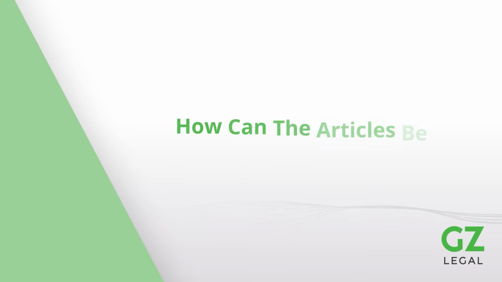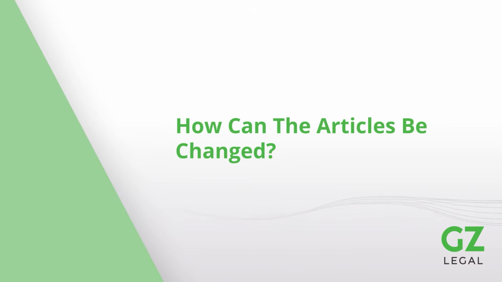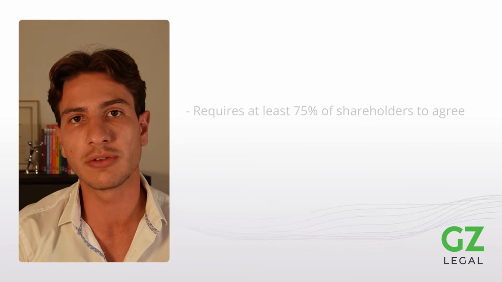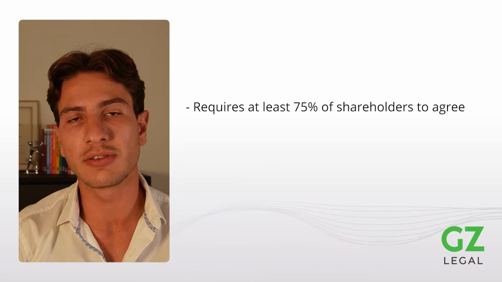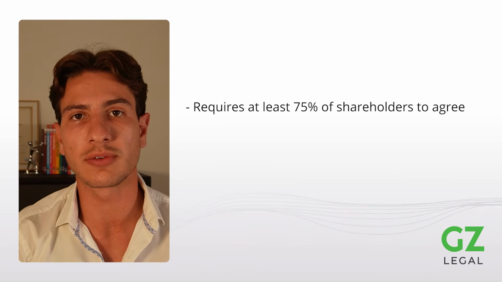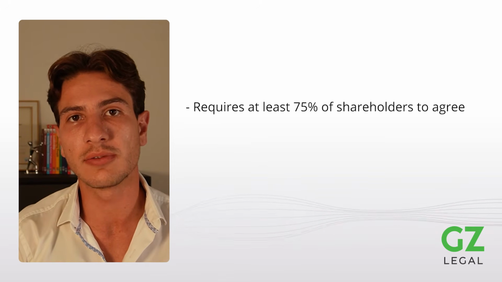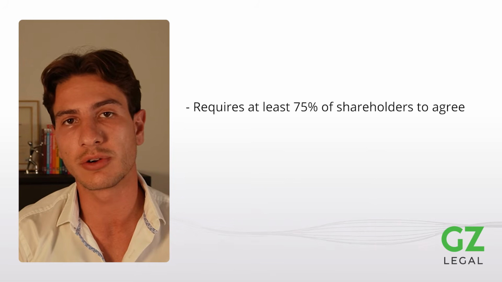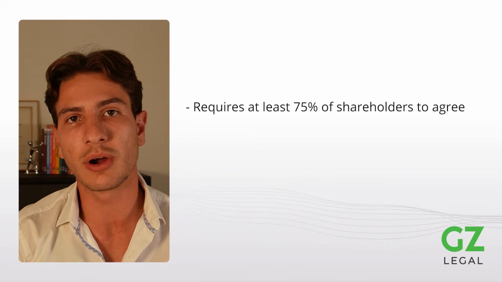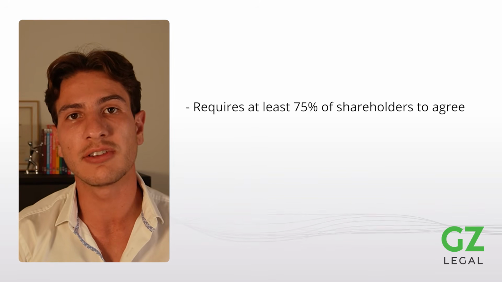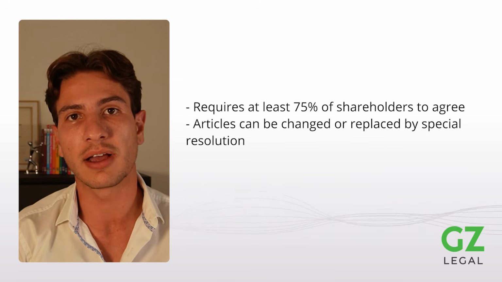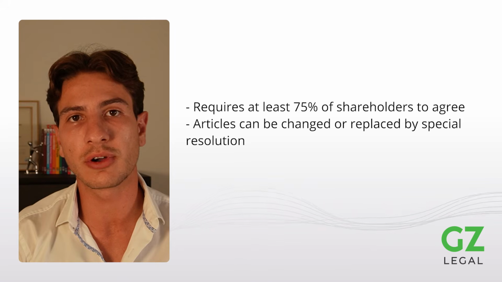So, how can the model articles of association be changed? In brief, you need at least 75% of the voting shares or the shareholders to be in favor of the decision to change the articles of association. This is done via a general meeting of the shareholders, and if the required amount of shareholders are in agreement, then the special resolution is passed and the articles are amended.